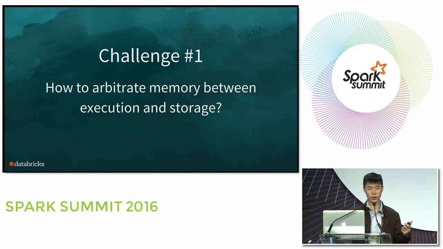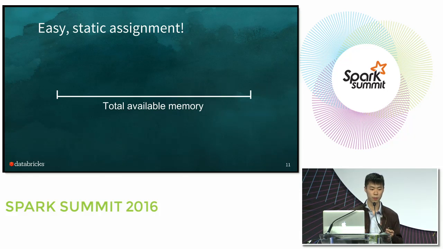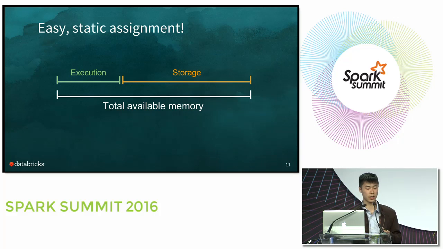So now that we understand what execution and storage are, let's address our first challenge, which is how to arbitrate memory between the two use cases. So the simple solution here is what I call static assignment. Suppose you have your total available memory here. For our purposes, you can think of this as on-heap memory, the size of your JVM. What this says is essentially assign a static chunk for execution and then assign a separate chunk for storage. So these are two completely distinct regions. They don't interact with each other in any way, and this is what I mean by static assignment.